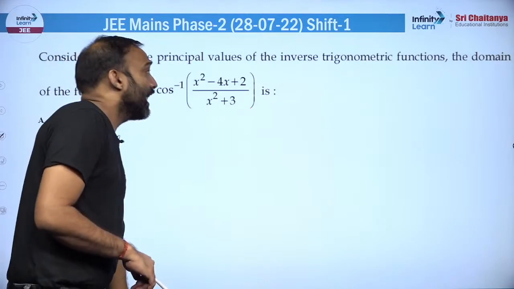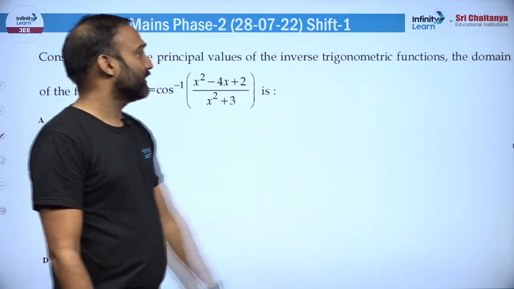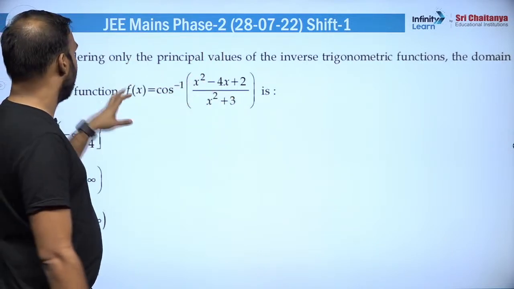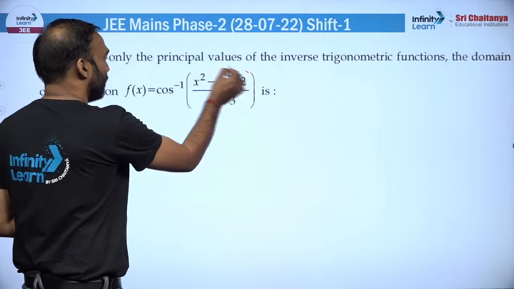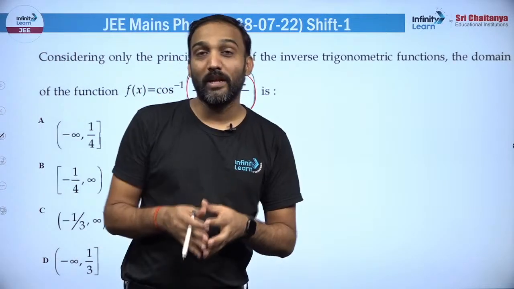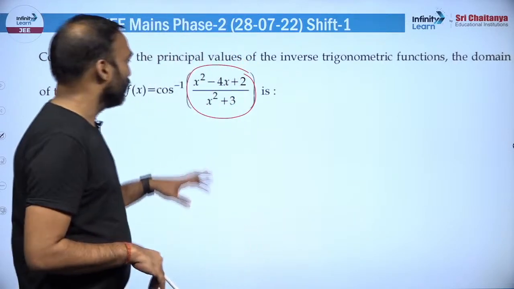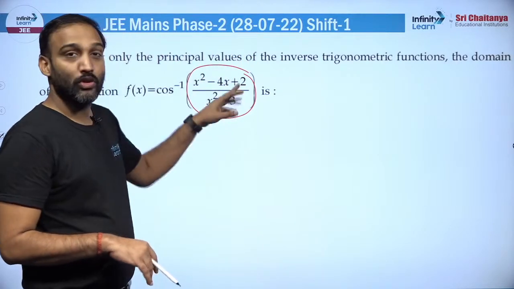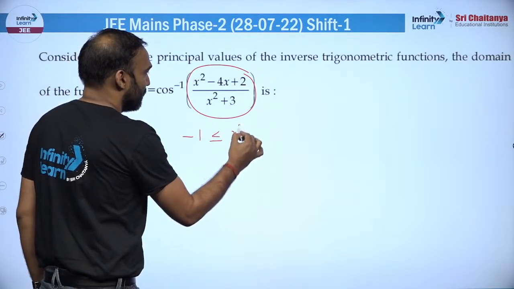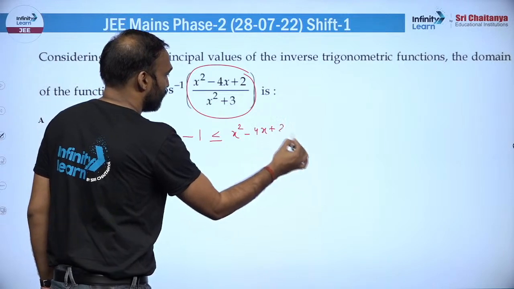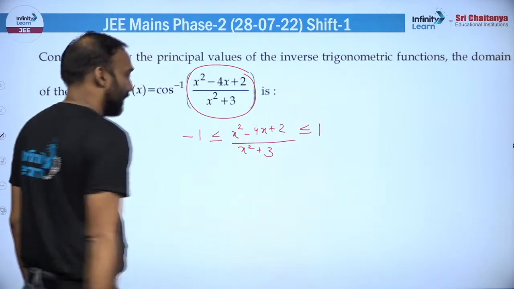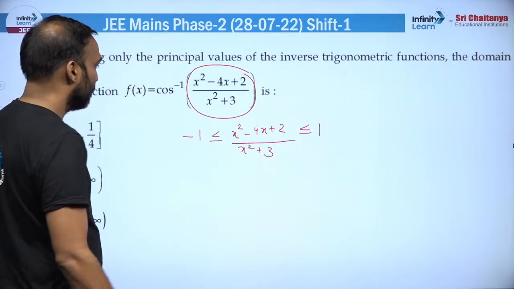Next one, ITF से आया, that is inverse trigonometric function. Question क्या बोल रहा है? The principal values of the ITF are to be considered. The domain of this function, so I have to find out the domain, right? So cos inverse is defined only when the domain lies between -1 to 1. So I know no matter what x you put, this value should lie between -1 to 1. So for this function to be defined, x square minus 4x plus 2 upon x square plus 3, this should lie between -1 to 1, right?